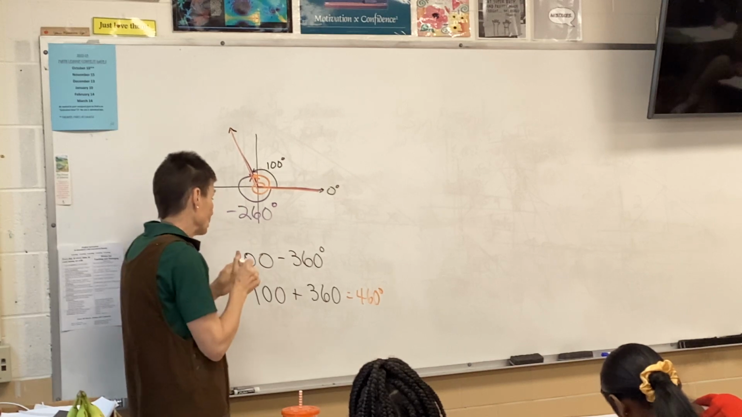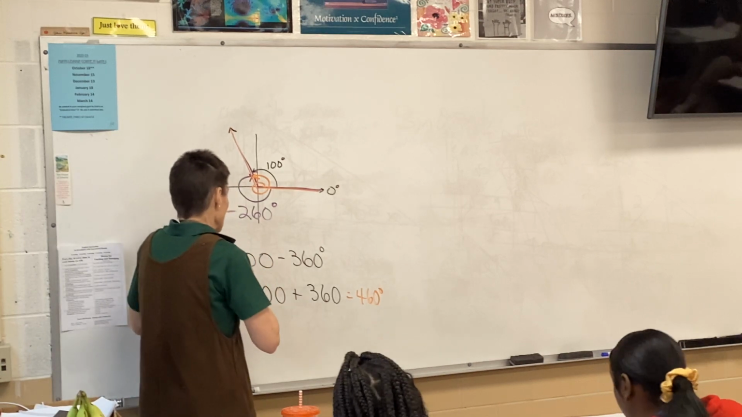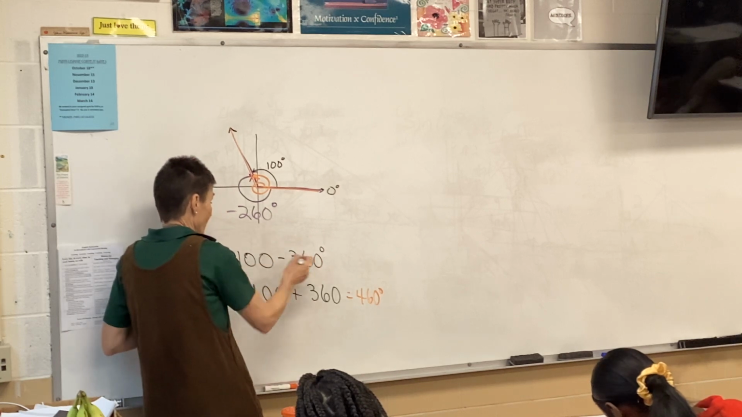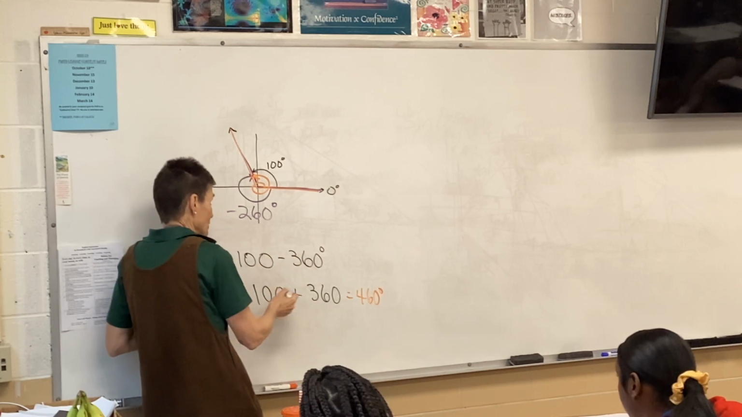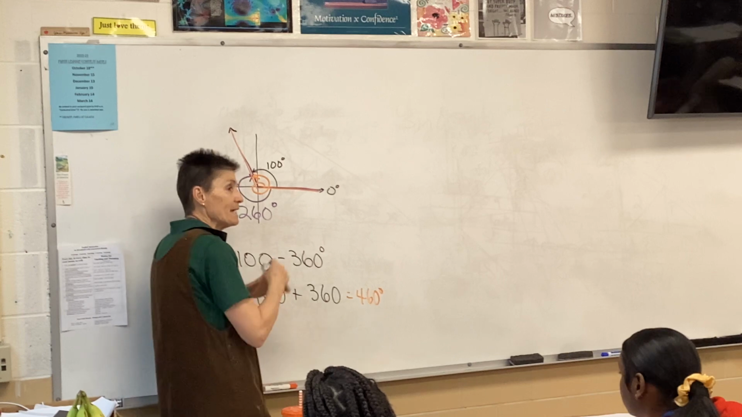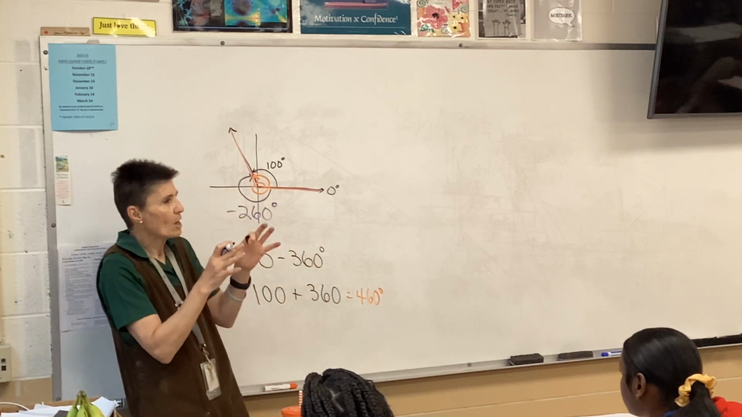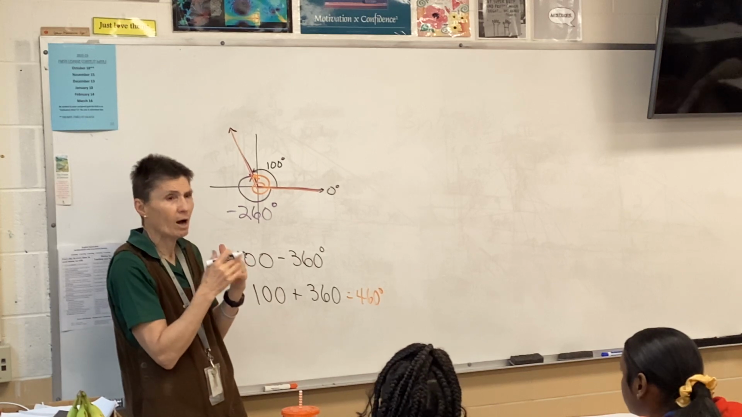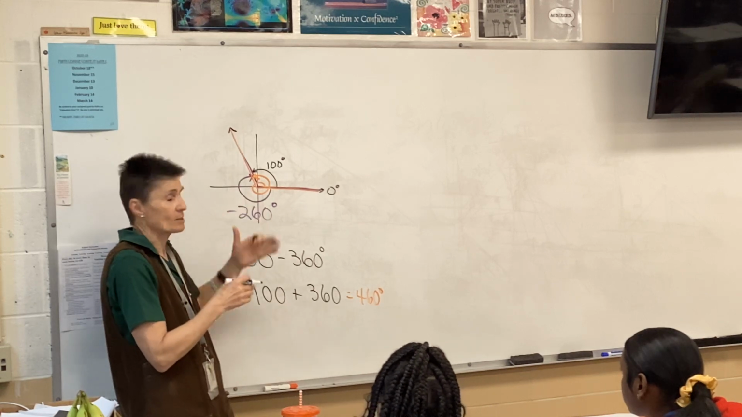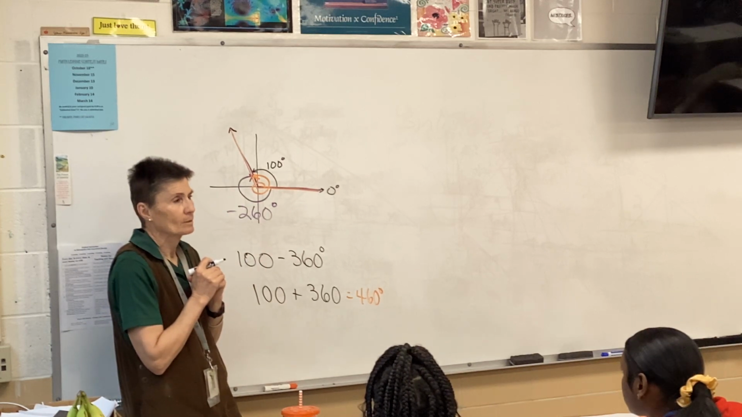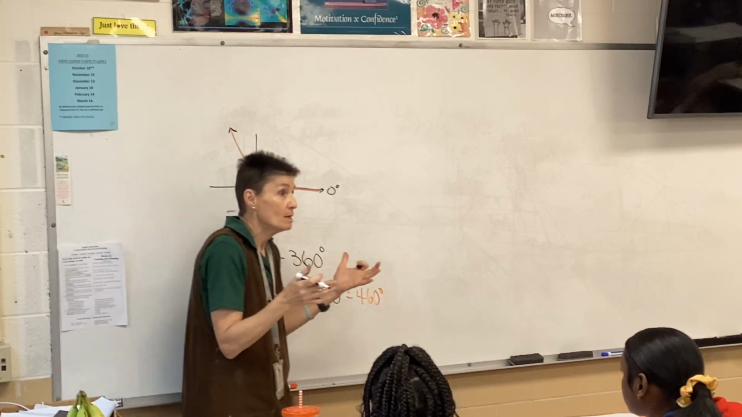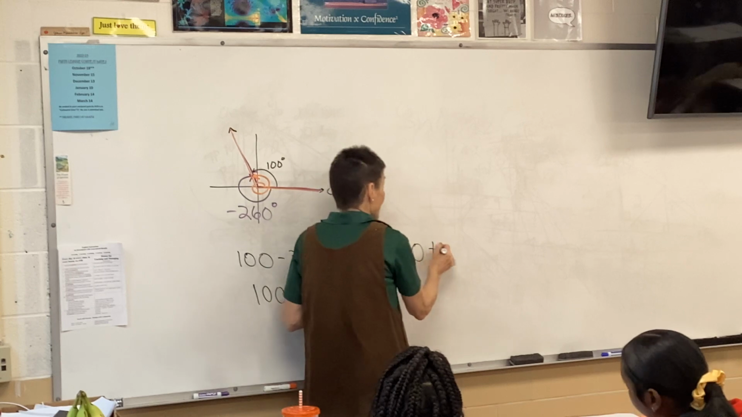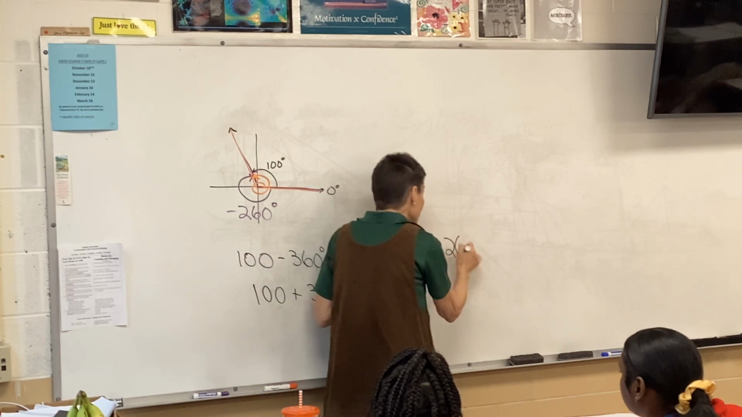Now, we got Robbie's angle, which we took 100 minus 360. We got mine, where we took 100 plus 360. Is that it? Are those the only coterminal angles, or could I somehow draw other angles that start and stop in the same spot? You could just keep going. So in other words, I could take my 100 and add 2 360s.